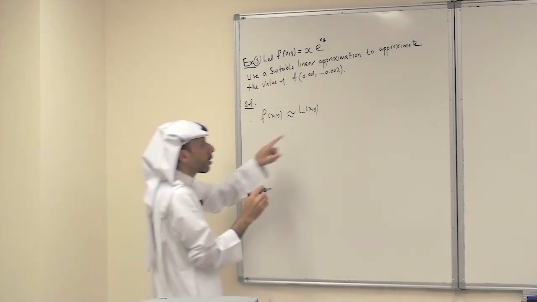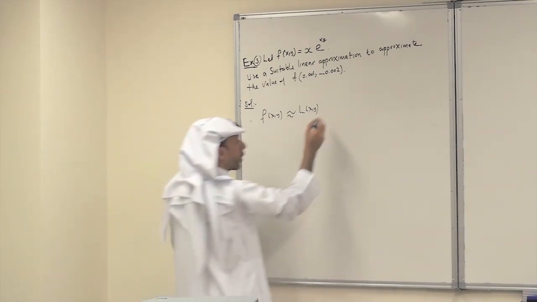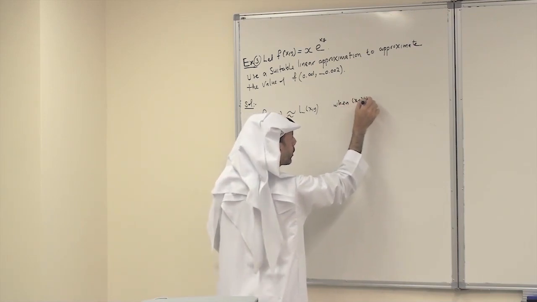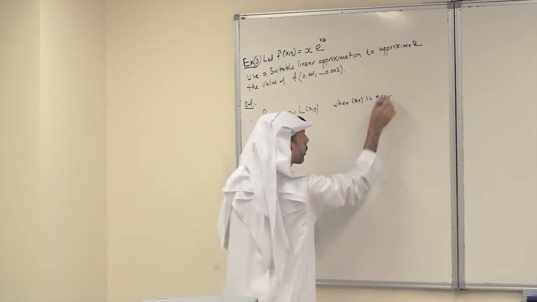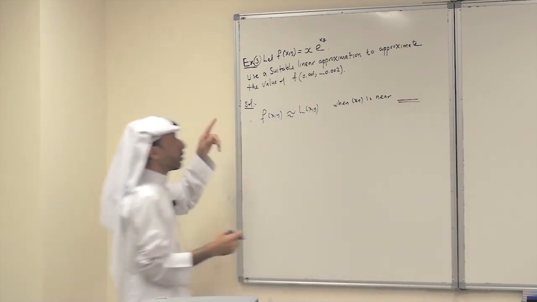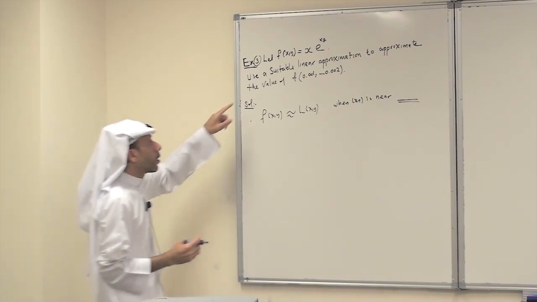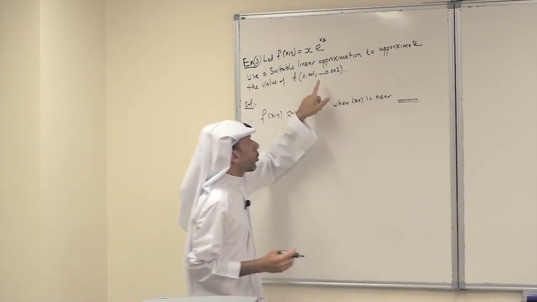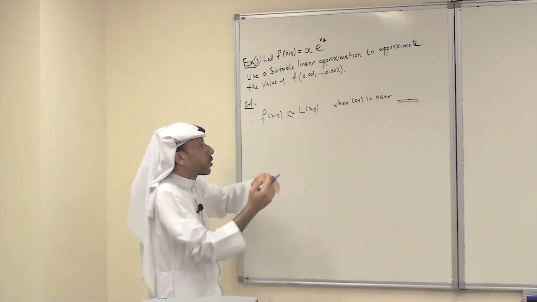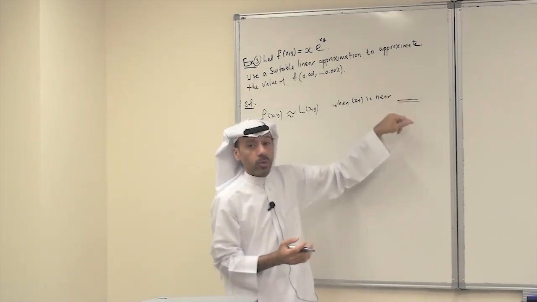But here we have to make the approximation near a point, when (x, y) is near some point. Now this point is not given in the problem. Use a suitable linear approximation to approximate this value. Well, we look at the problem in a reverse way. We have to find the point. We have to find a suitable point.